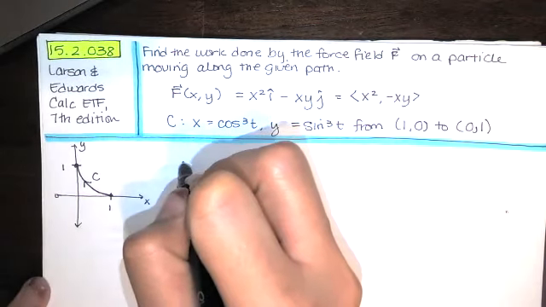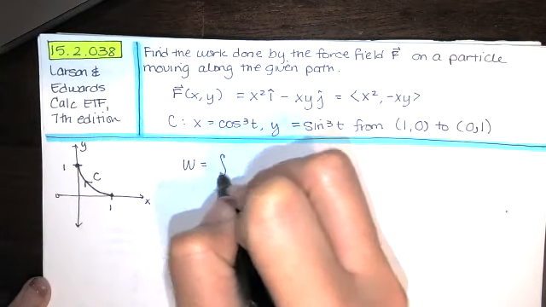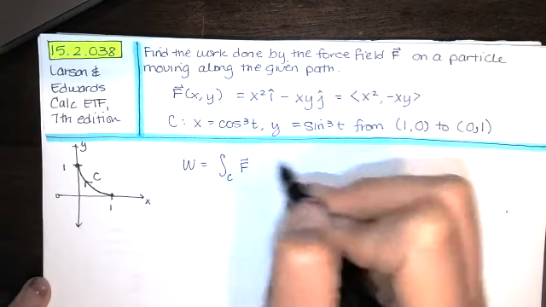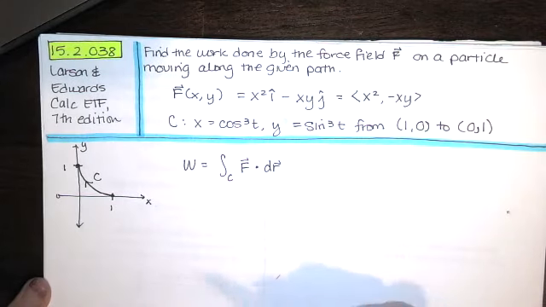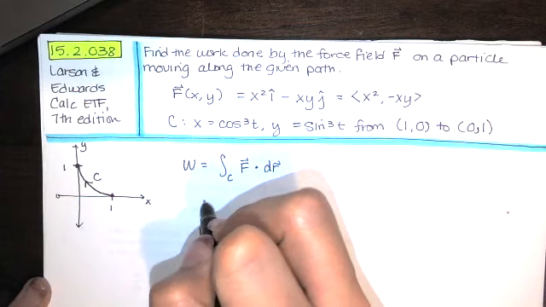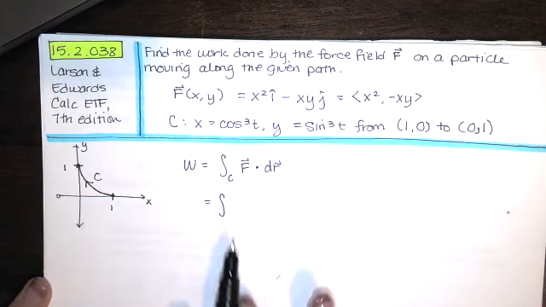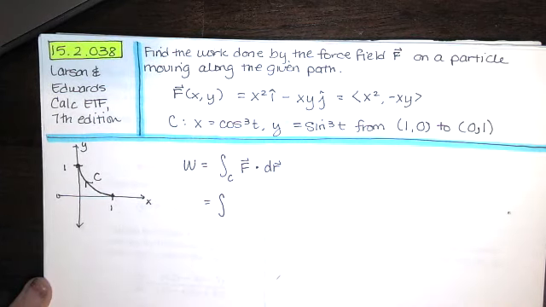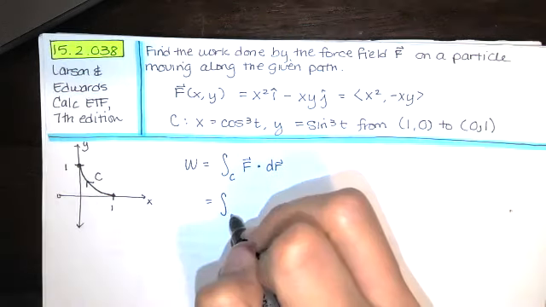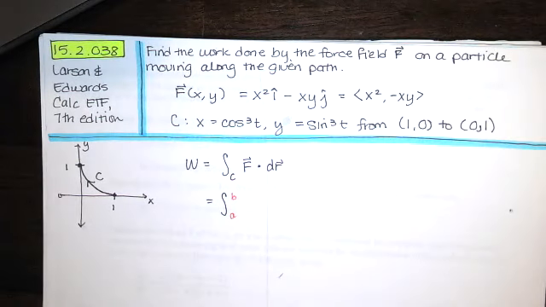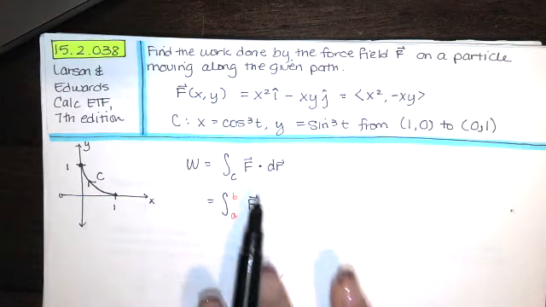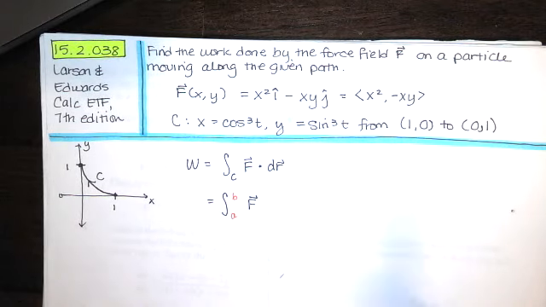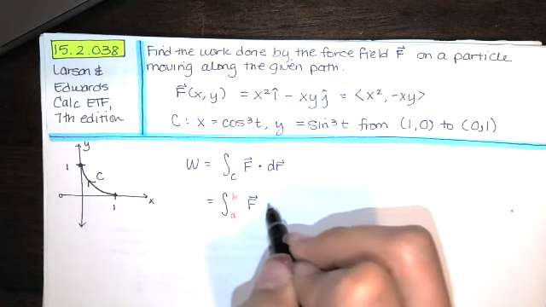And remember, the work done is going to be the line integral over C of F dotted with that displacement vector. And that displacement vector is really just the velocity times dt. So eventually we're going to integrate this from one t value to another. And then we need to write this field in terms of t and dr in terms of t.